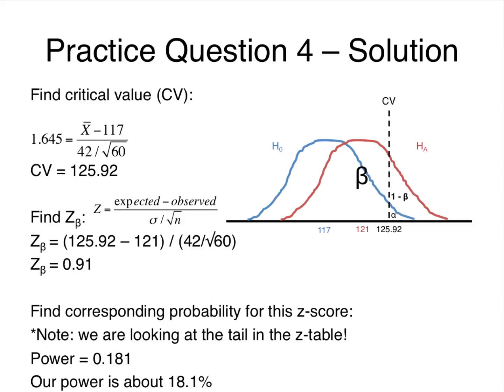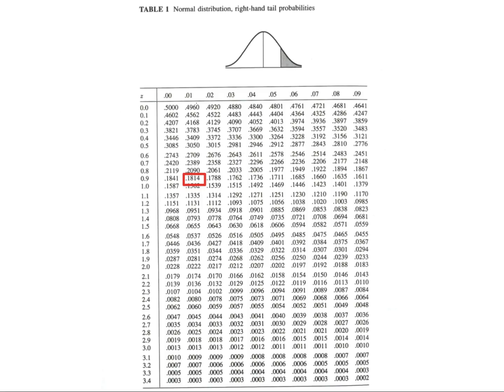With the critical value, we calculate our Z beta. So our observed score is 121, calculated by adding our effect size of 4 to our population mean of 117. We subtract this observed score from our critical value of 125.92 and divide by our standard error. So our formula is our critical value minus our observed value divided by the standard error. And this gives us a Z beta of 0.91. And the next step is to find the corresponding probability for the Z score. So we can look in our Z table and we find that this is 0.181.